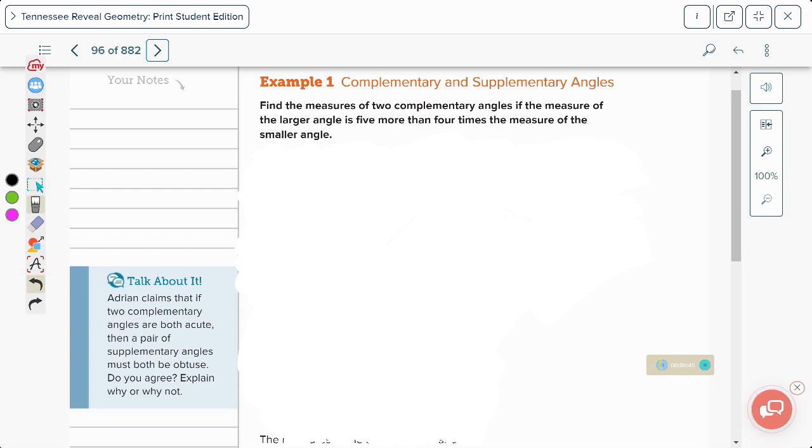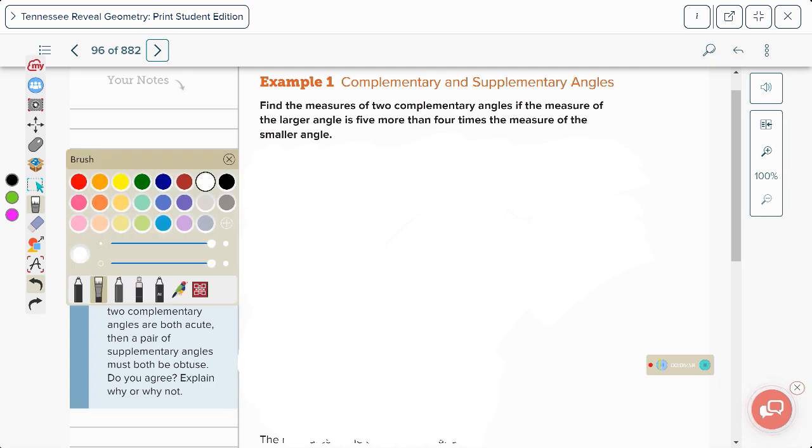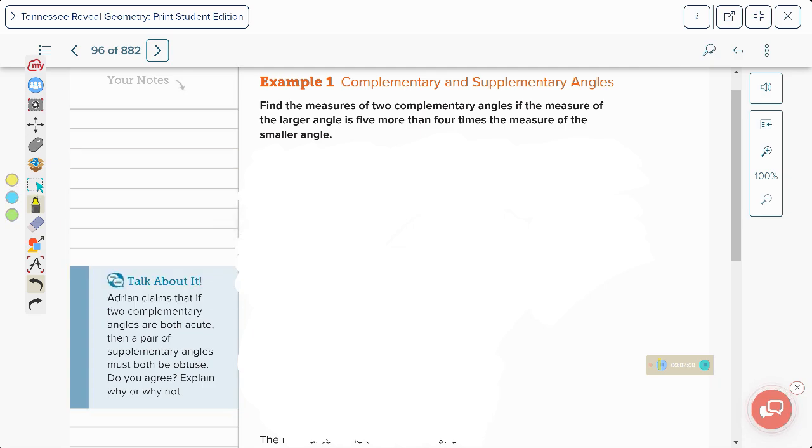Okay, so here it says, find the measure of two complementary angles if the measure of the larger is 5 more than 4 times the measure of the smaller angle, okay? So for most people, just reading that gave you a stroke, right? It's a lot of information, there's a lot of words, but let's break it down, okay?